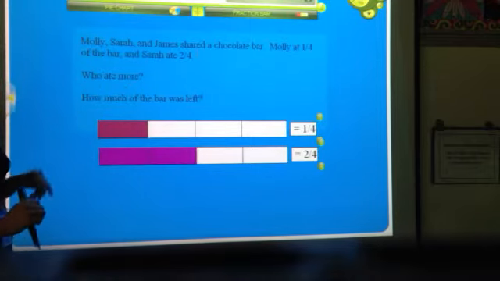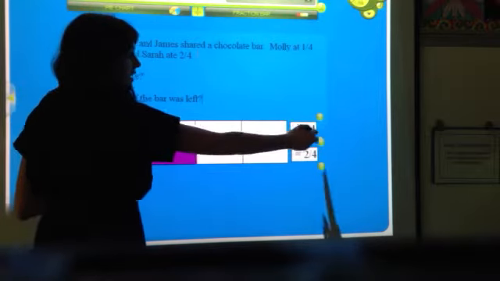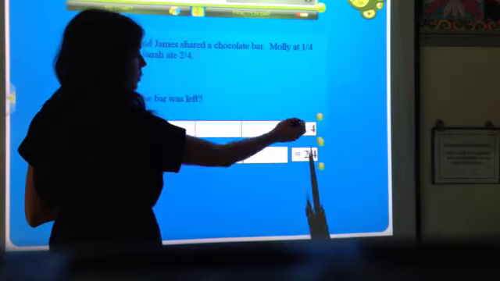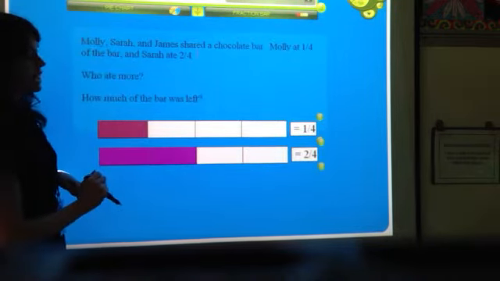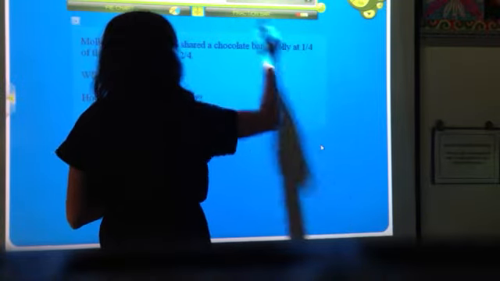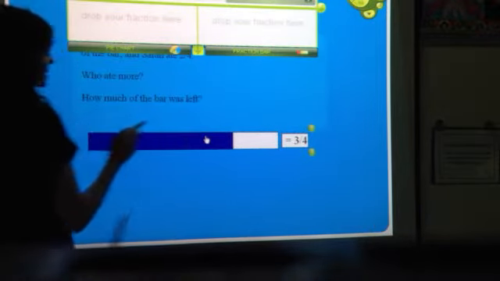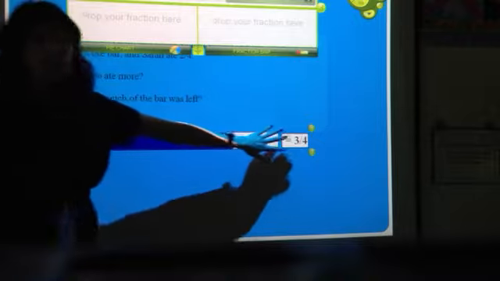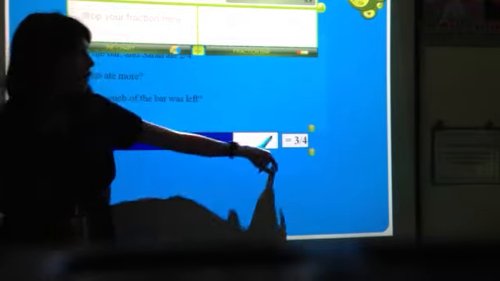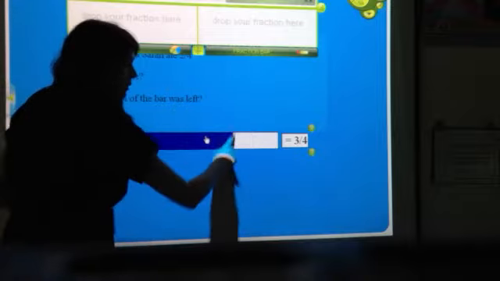And then my second question is how much of the bar is left? So we can add our fractions. And we learned this week that when our denominators are the same, all we have to do is add our numerators together. So I know that 1/4 plus 2/4 equals 3/4. So I'm going to create a new fraction bar for both of those. There's 3/4. And our next question is how much of the bar was left? Well, we can look at this chocolate bar and see that 3 out of 4 are shaded in, and we have 1 out of 4 left. So how much of the bar was left? It would be 1/4.